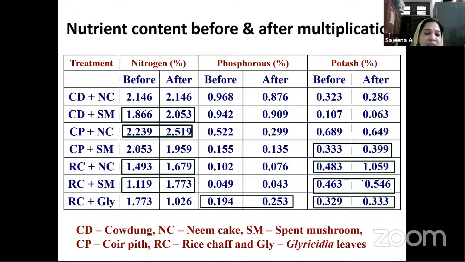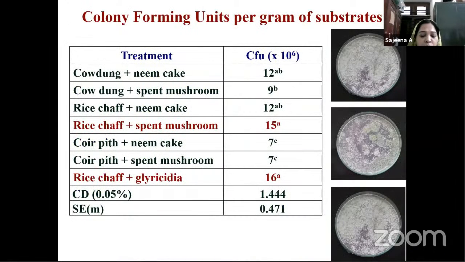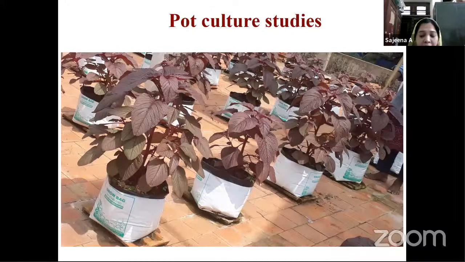We can see that there was an increase in the nitrogen content after multiplication in 4 media. The phosphorus content was increased in rice chaff plus Gliricidia mixture, and potash also in 4 substrates. So if we add rice chaff and Gliricidia multiplied with Trichoderma, there is an increase in the content of phosphorus and potash, which is beneficial. The colony forming units per gram of the substrate was also analyzed, and the maximum colony forming unit was observed in rice chaff plus Gliricidia as well as in rice chaff plus spent mushroom.